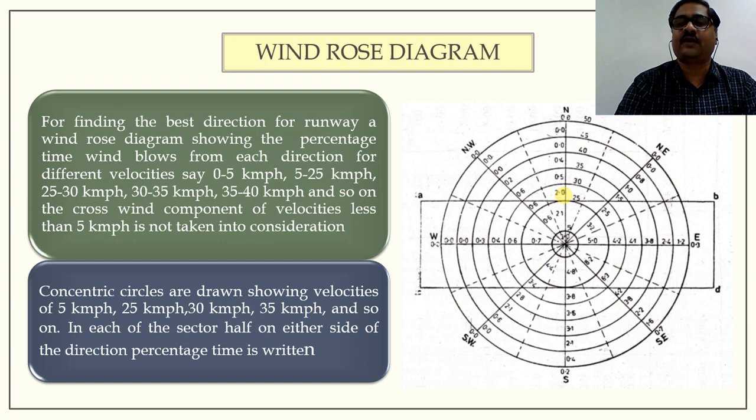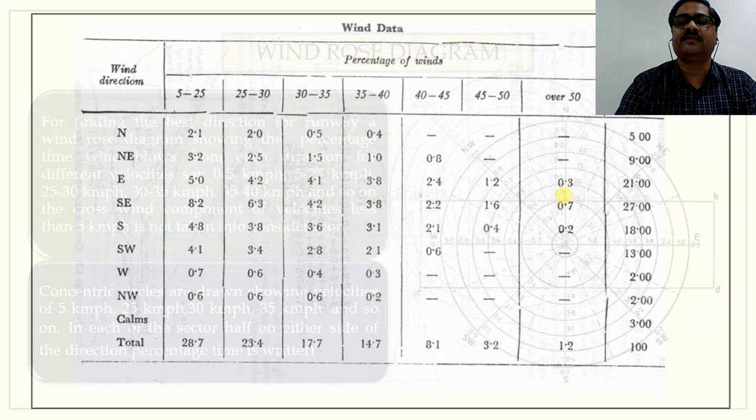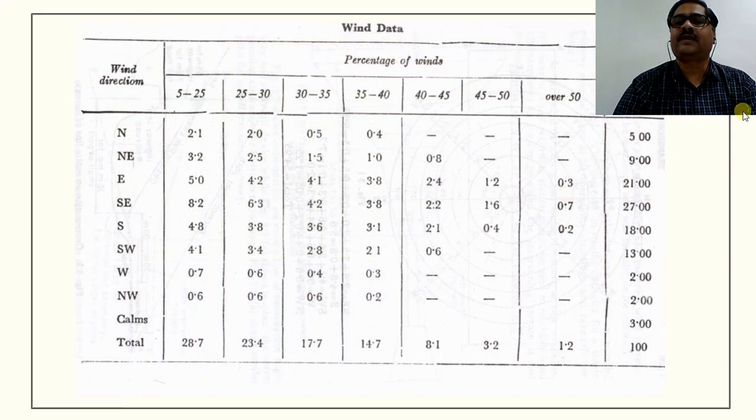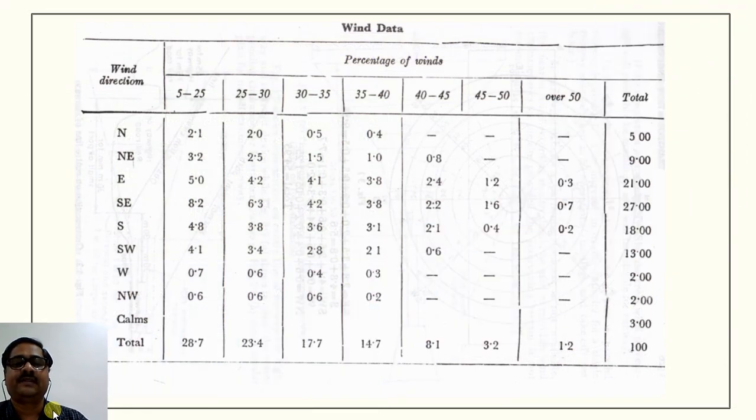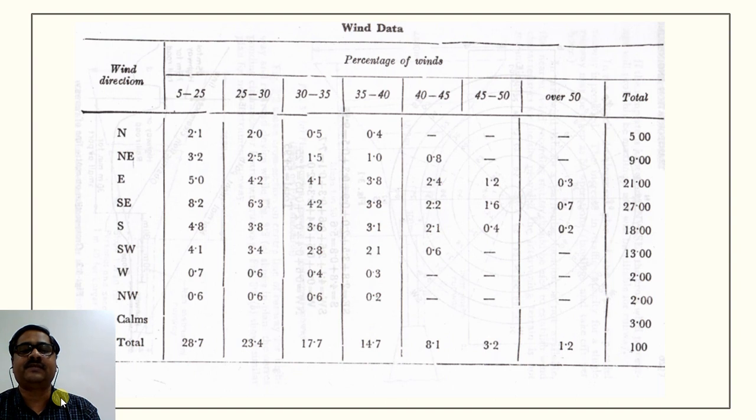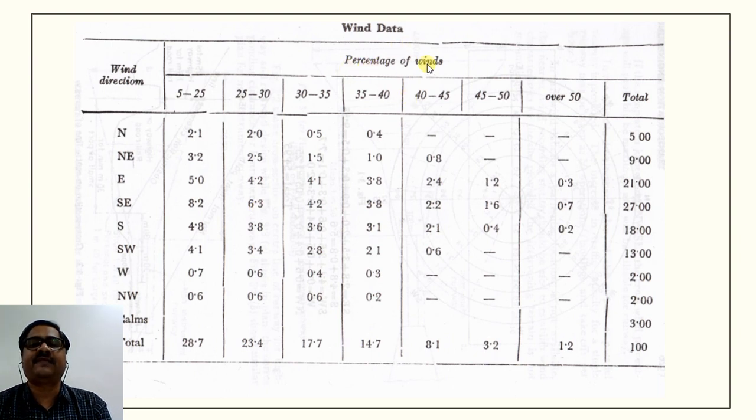Now where are you going to get this value from? For this particular problem we are going to get the values from this table. What does this table stand for? These are the wind data. The wind data gives the percentage of winds and the wind direction: north, northeast, east, southeast, south, southwest.